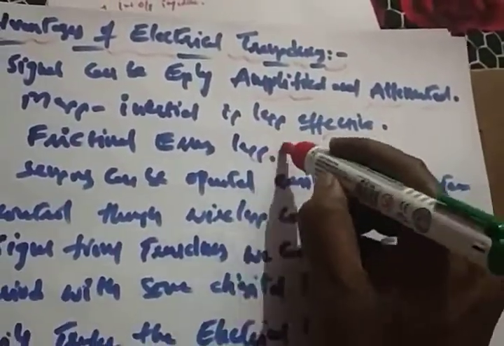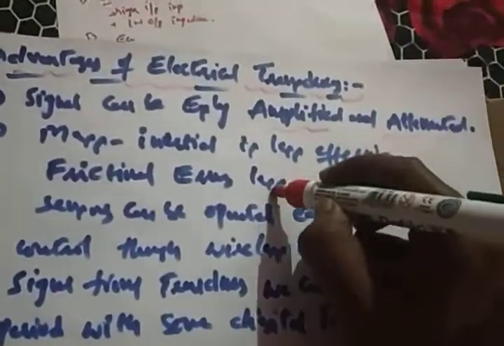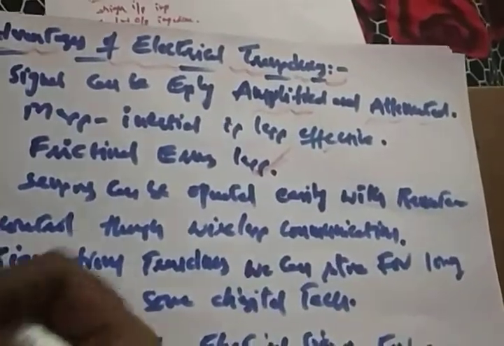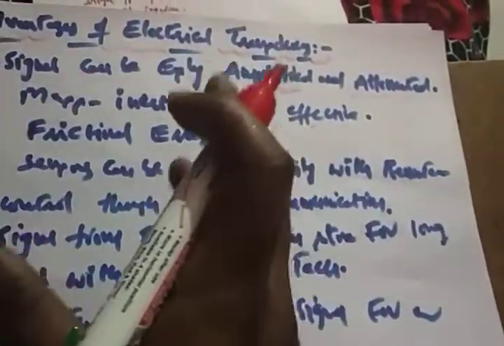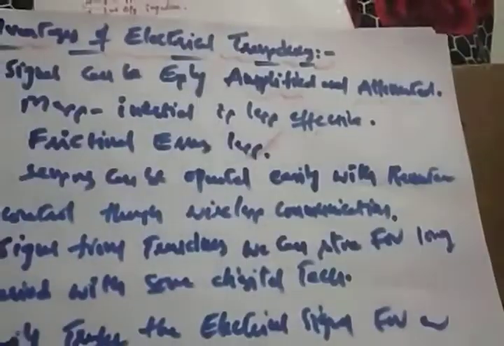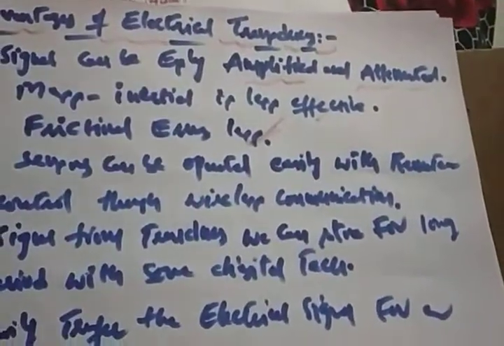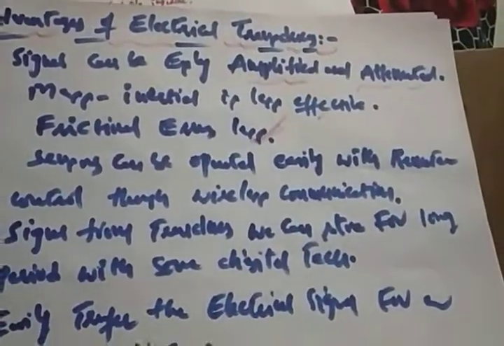That means there are no frictional errors that can be present in the transducer. And after that, the sensor can be operated with the help of a remote through a wireless communication system. Each and every transducer has a sensor and a transduction element, and the sensor senses the non-electrical quantity. For that sensing we can use remote control through wireless communication from any place you are, right? So you can easily operate through a remote, with no need to go and check your signal strength and all these things, right?